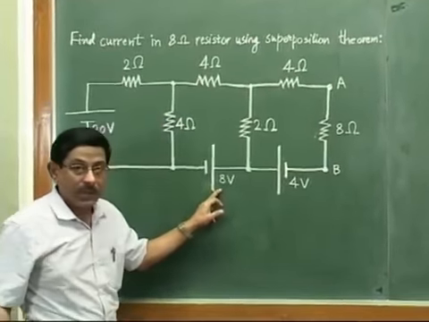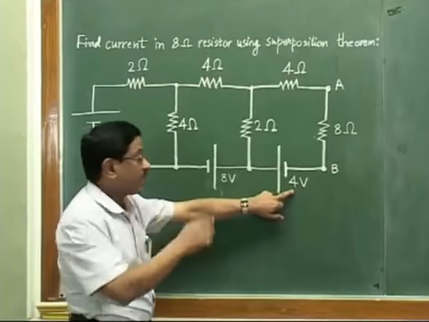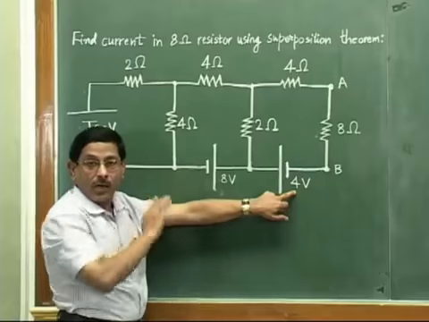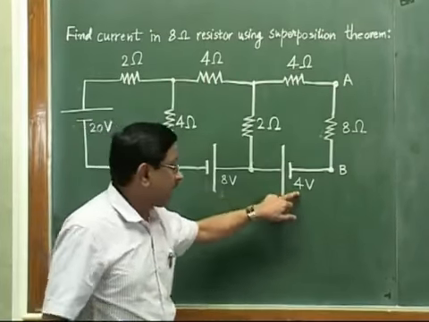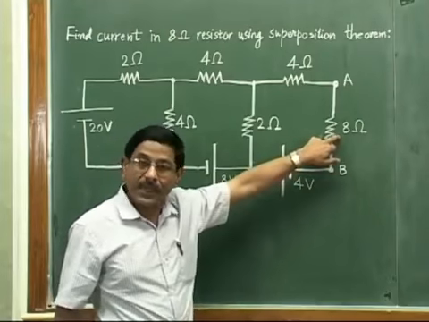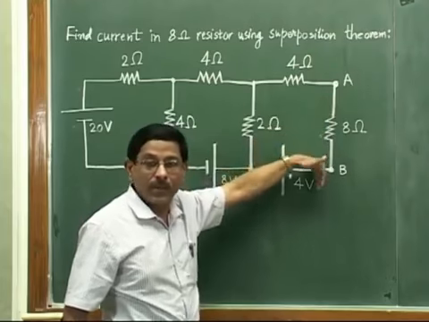And as a third step, what we will do? We will now consider only the 4 volt source acting. So we will imagine this 20 volt and 8 volt are not at all there, they are passive. Again we will do the procedure, and we will find out the current in this 8 ohm resistor and also mention its direction, whether from A to B or B to A.